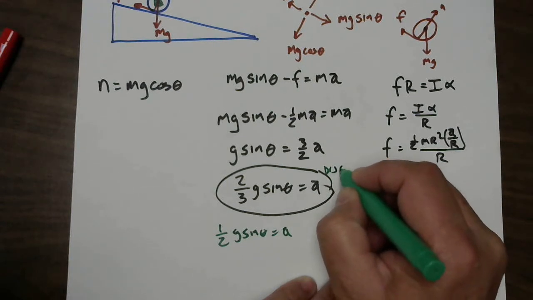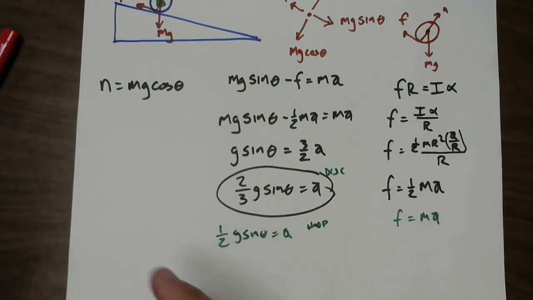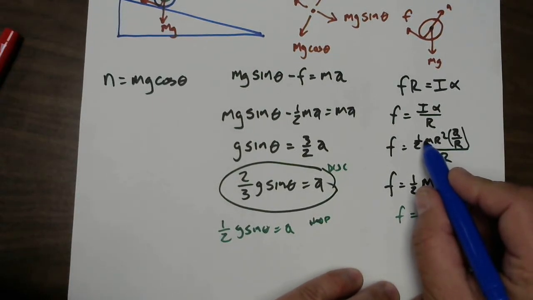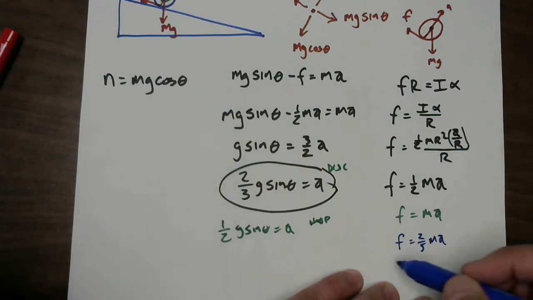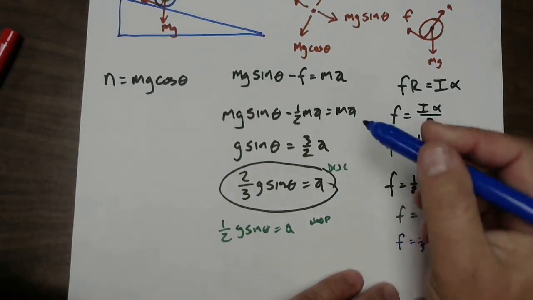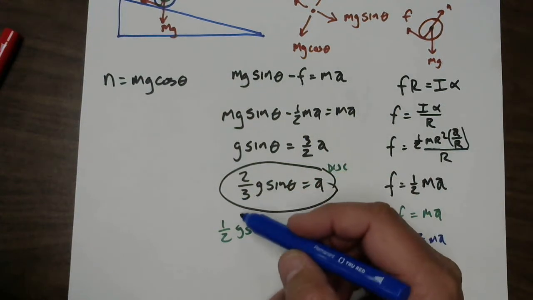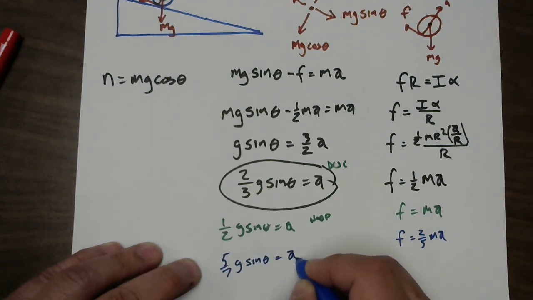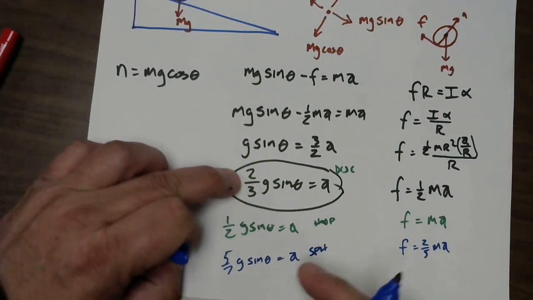So this was the disk, this is the hoop. And then if we were to put in for the sphere, let's go blue for that. If we were to put in for the sphere, we'd put in 2/5. So this would be F equals 2/5 ma. We would have put that in here as minus 2/5, would have brought it over to the other side. Let's see, so that would have been 5/5 plus 2/5 or 7/5, which would have come over as 5/7 g sine theta equals a for the sphere, and 5/7 is bigger than 2/3, which is bigger than 1/2.